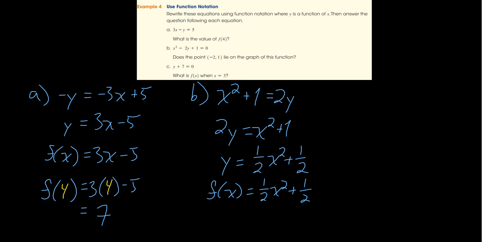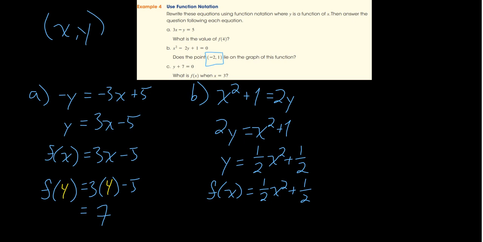So actually, I don't think I need to do that. Okay, so anyways, this says, does the point negative 2, 1 lie on the graph of this function? Okay, so what this is asking us is if I plugged in a negative 2 for the x value. How do I know it's negative 2 for the x value? Well, this is an ordered pair. The ordered pair we know is in the form x, y, right?